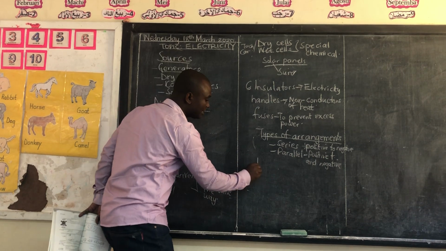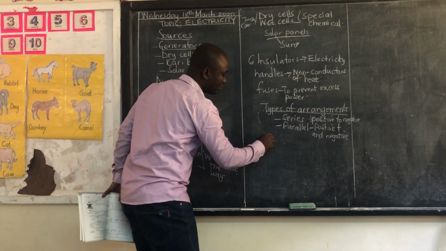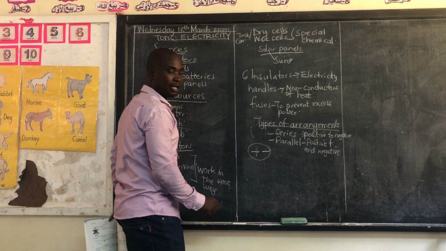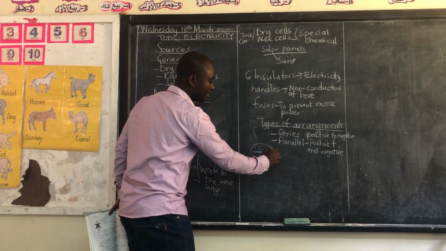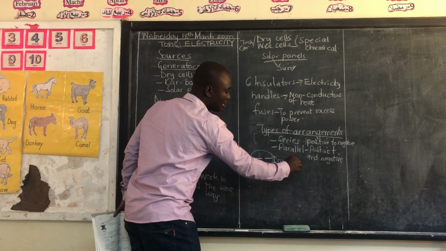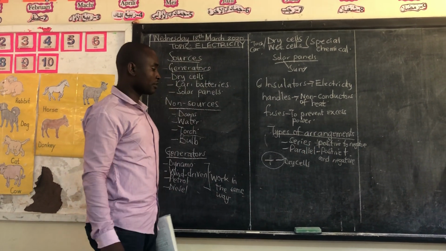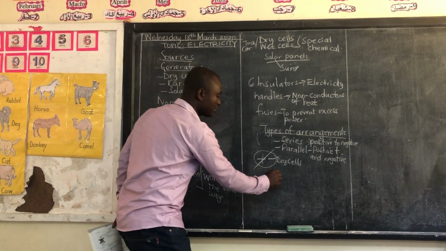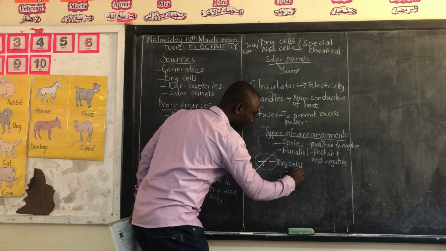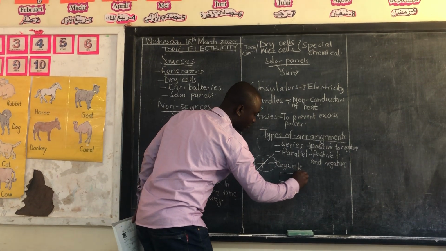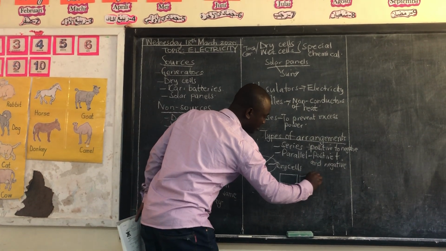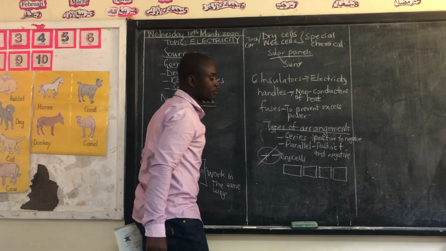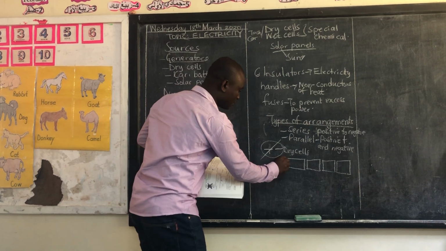When we have a negative terminal facing a negative terminal, these two will not work, and therefore the two dry cells cancel each other. So this one, the dry cells will not work. When we look at that arrangement, for example, we have this one. We have an arrangement here. We have 4 dry cells. This one is positive.